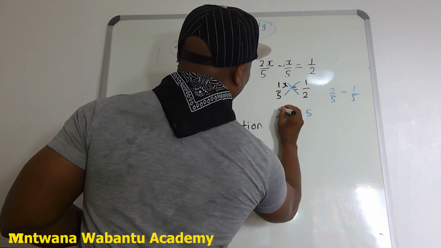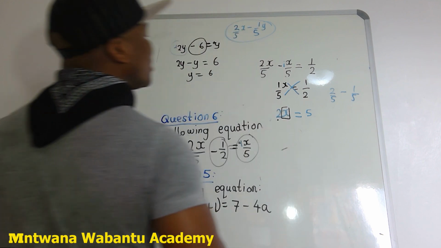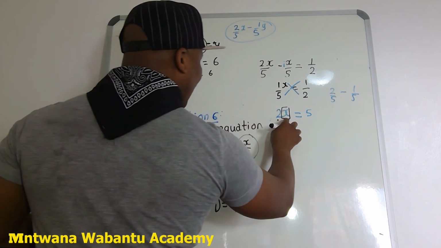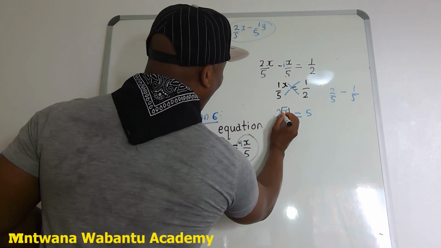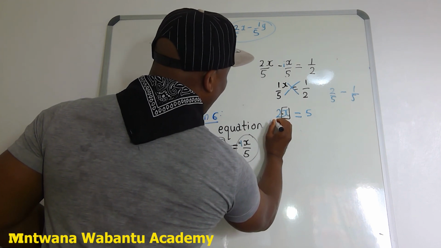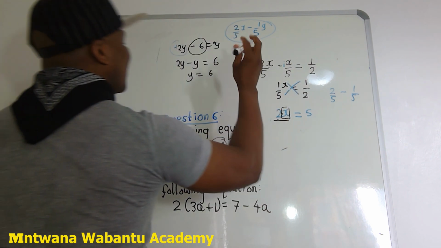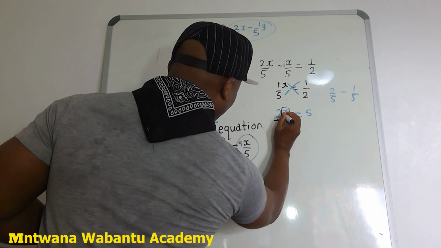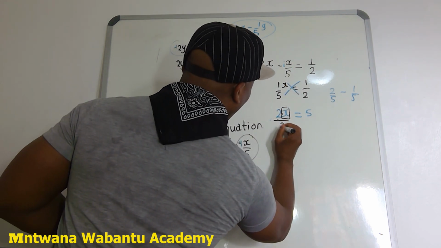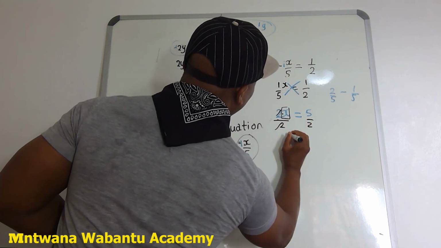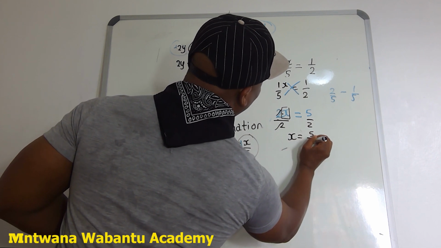Because if you want to get the value of x, it means you don't need this 2. You need only x. So if I don't need this, what am I going to do? Remember, this is multiplication. So if there's multiplication, you divide to get this x. So divide by 2, and you divide by 2. This and this cancel. So x equals 5 over 2.